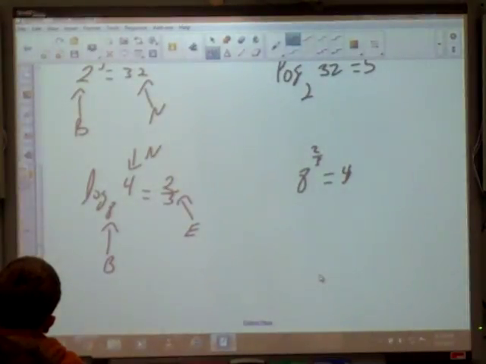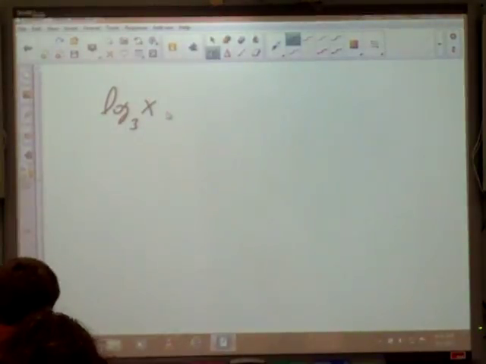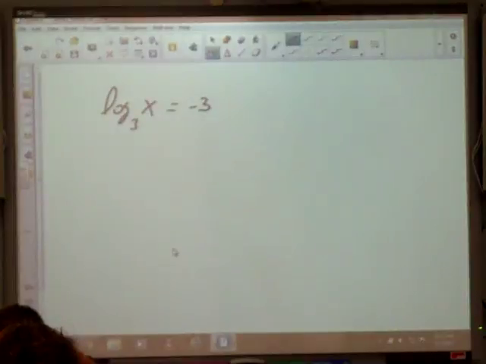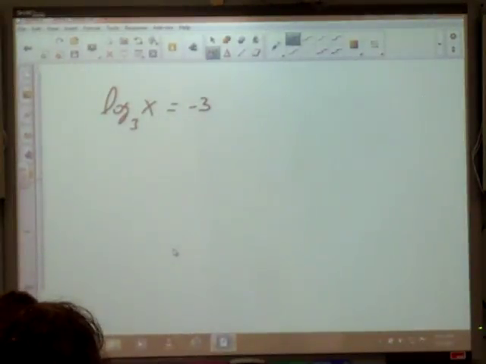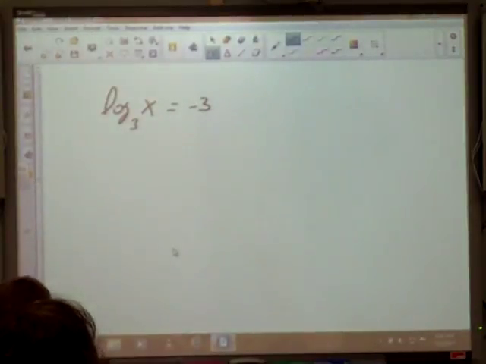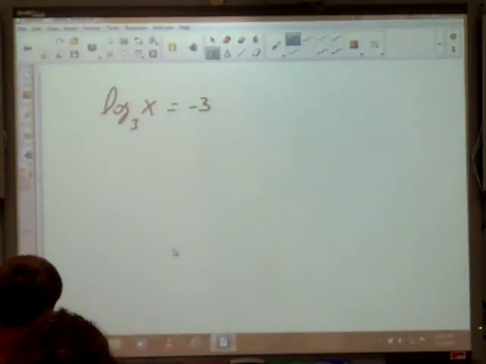Alright, let's use that info to actually solve some equations now. I've got log base 3 of x is equal to -3. When we're in log form and we've got that variable in there like that, we're going to try to rewrite that in exponential form to solve. So how would this look if I rewrote this exponentially?